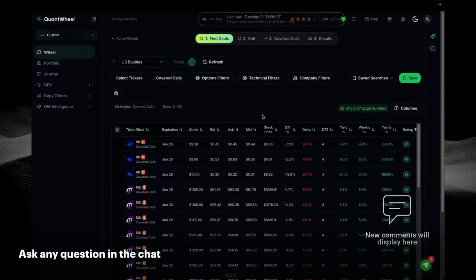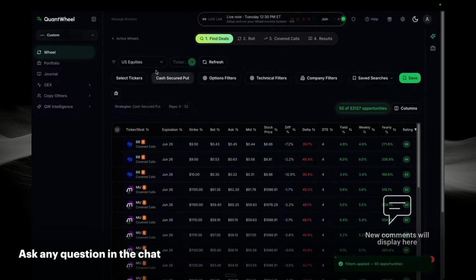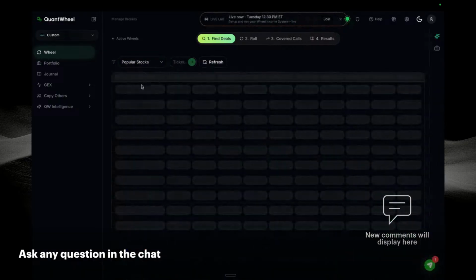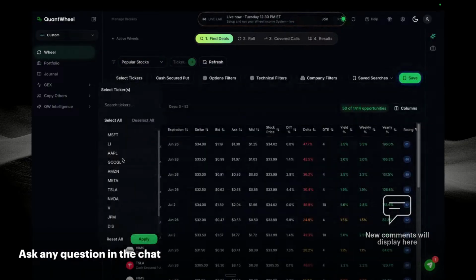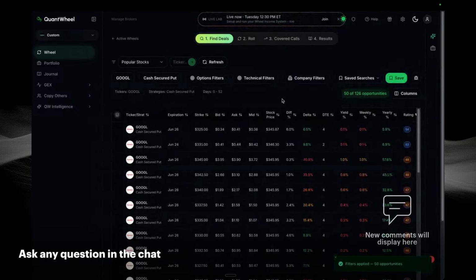Anyways, if I choose to go through the wheel and find new positions, first thing is find deals. So this means cash secured puts or covered calls. I'm going to go with cash secured puts. I'm going to go with popular stocks. And now I can see different tickers. If I want to, for example, trade just Google, Google is right now a pretty good one. And I can select it.